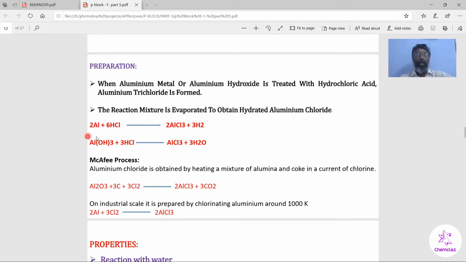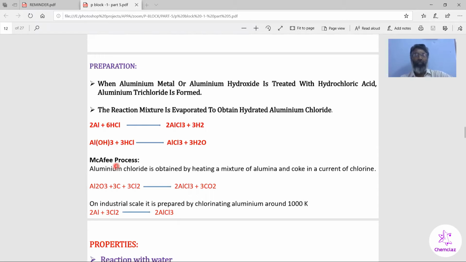It can be obtained from aluminum hydroxide reacting with hydrochloric acid, which gives aluminum chloride. Aluminum is more electropositive than hydrogen, so it displaces acid hydrogen, giving aluminum chloride and liberating hydrogen gas. Aluminum hydroxide is a base, so with hydrochloric acid a neutralization reaction takes place, which gives aluminum chloride and water. This one is acid displacement, and this one is a neutralization reaction.